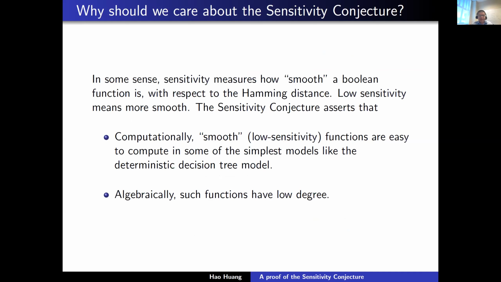All right, so if the sensitivity conjecture is true, then it can imply the following consequences. In some sense, we can view the sensitivity as a measure of how smooth a Boolean function is with respect to the Hamming distance. Or you can say this is the l1 distance because everything is 0, 1. So if you have a low sensitivity function, it just means that the function is more smooth. Computationally, it will tell you that if you have a smooth or low sensitivity function, that's easy to compute in, for example, the deterministic decision tree model. And algebraically, it just tells you that such a function, as a real polynomial, must have low degree.